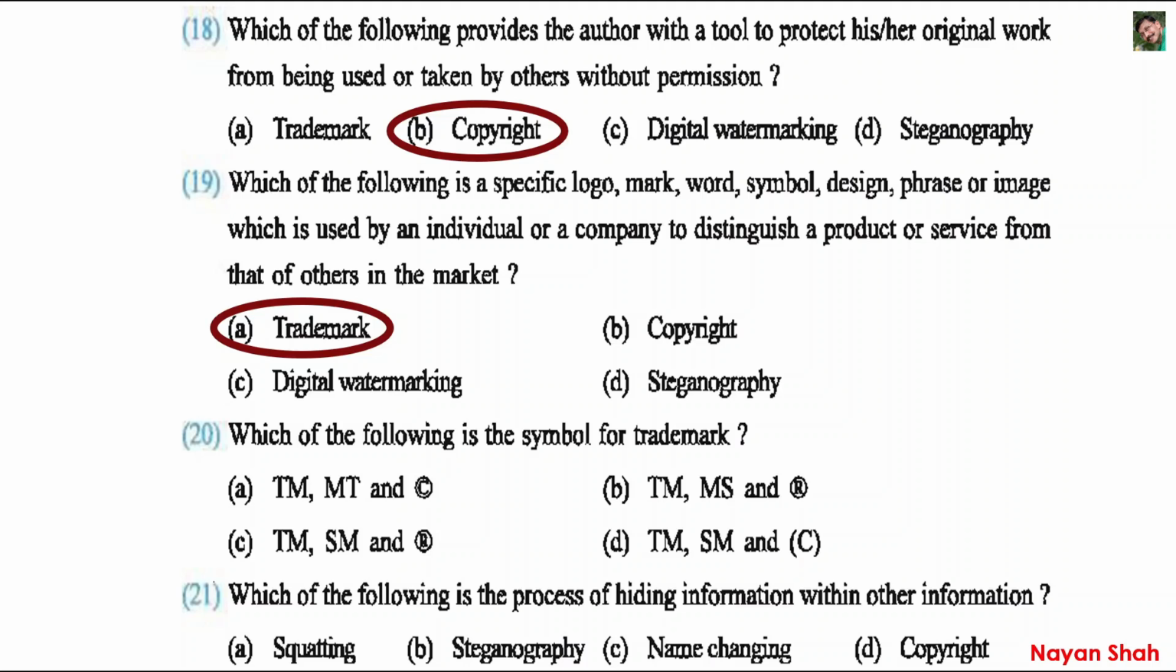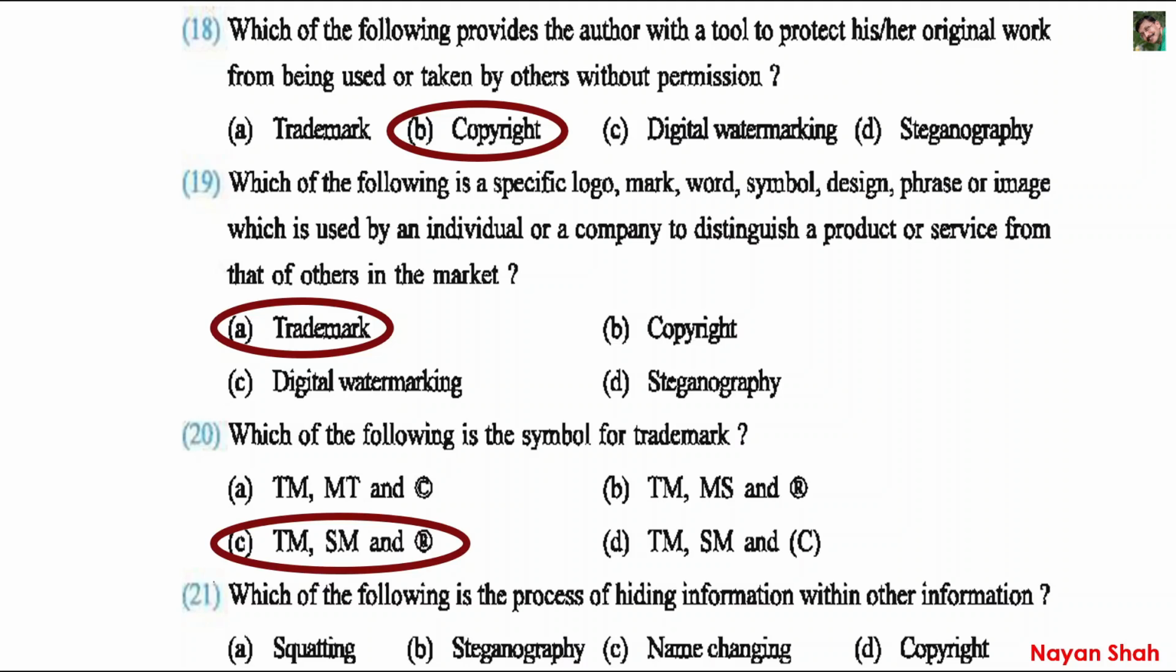Question number 20. Which of the following is the symbol for trademark? For trademark, they use different symbols. There are three symbols given in the textbook for trademark, and that is TM, SM and R. TM is trademark, SM is for service mark, and R is for registered mark. So that is TM, SM, and the registered R symbol.